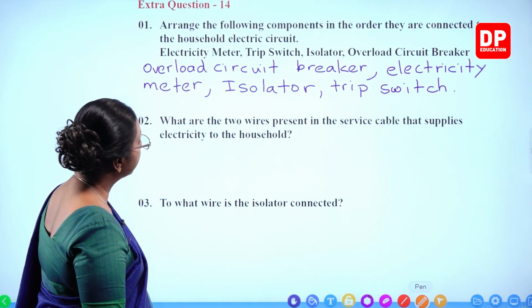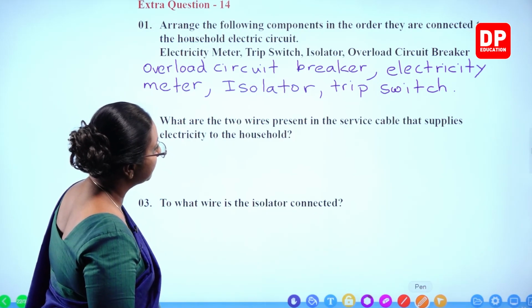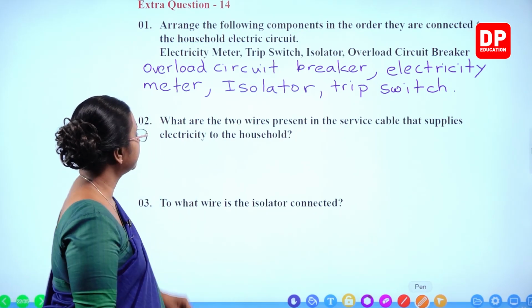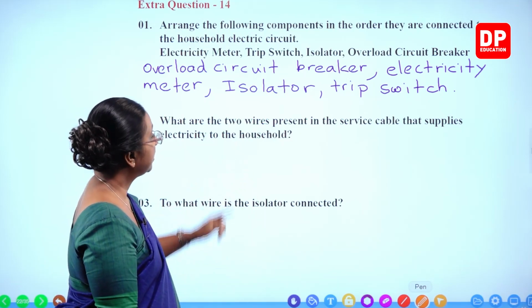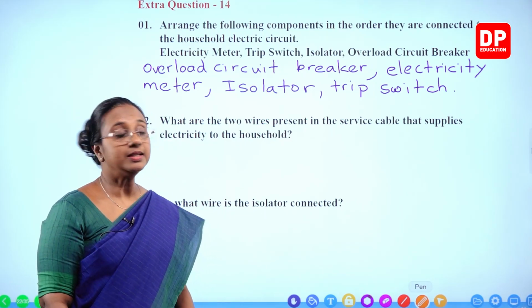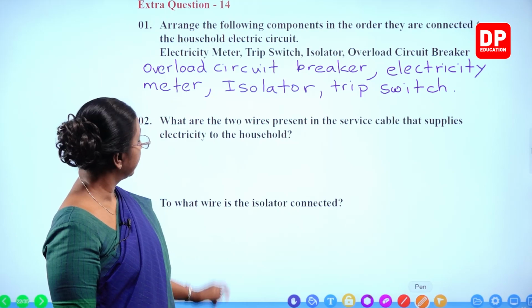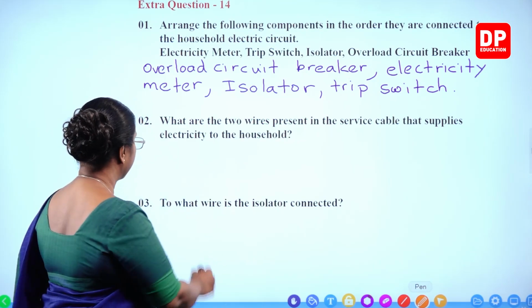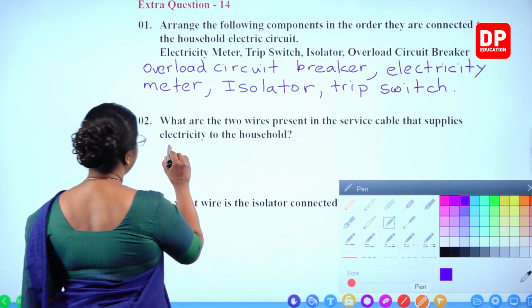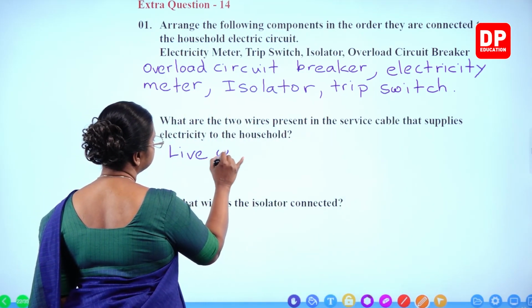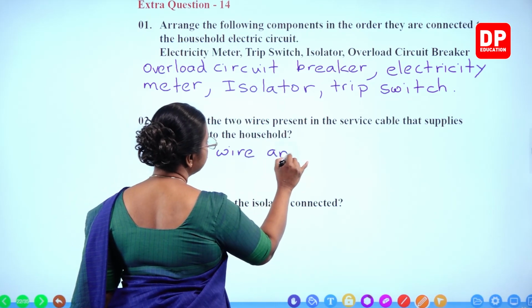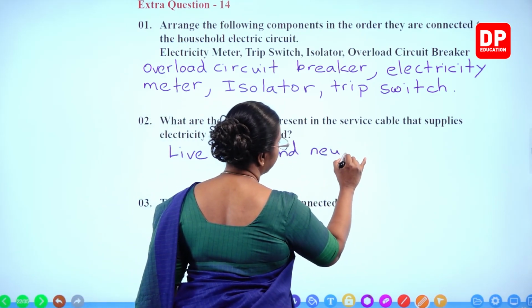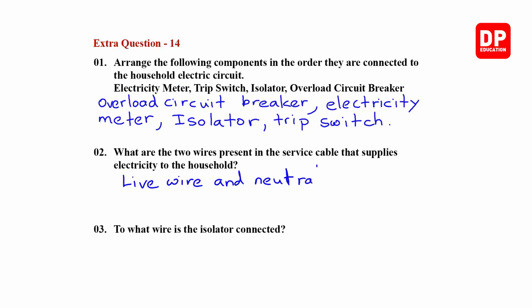What are the two wires present in the service cable that supplies electricity to the household? So in the service cable, or the supply cable, what are the wires? The live wire and the neutral wire.